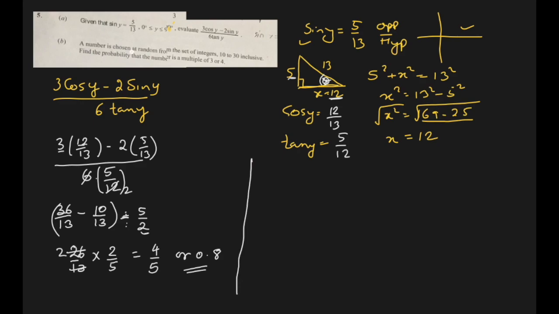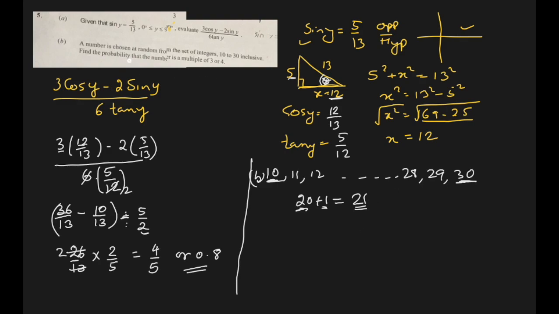B part says a number is chosen at random from the set of integers 10 to 30 inclusive. What does inclusive mean? That means we write 10, 11, 12. So 10 is included up to 28, 29, 30. 30 is also included, right? So these are the numbers. How many are they? 30 minus 10 is 20, and 20 plus 1, 21. People say 30 minus 10 is 20, and that's the answer. No, because both are included. That means the one we are subtracting is also included, and that number we include as plus 1. So 21 are total numbers.